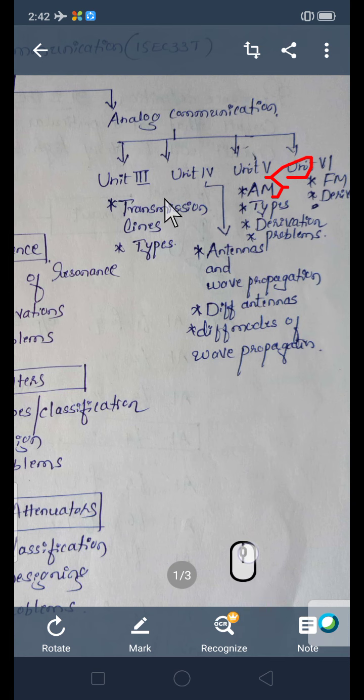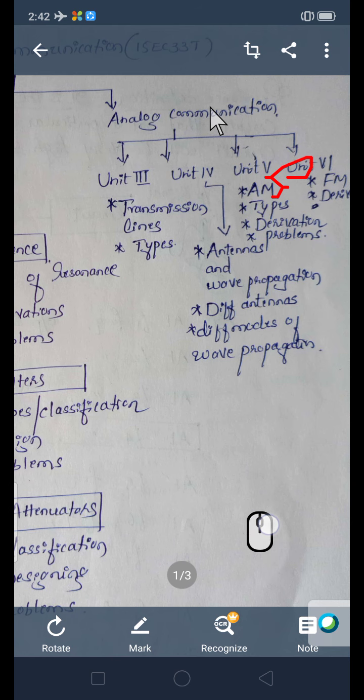You may not get a clear idea about wave propagation and all in this class, but as we proceed further you will understand. This is just the overall view of the subject. In units 5 and 6, you will be studying modulation. Here I have written AM and FM. AM is amplitude modulation, whereas FM is frequency modulation. Modulation is an important process which takes place in the communication system.